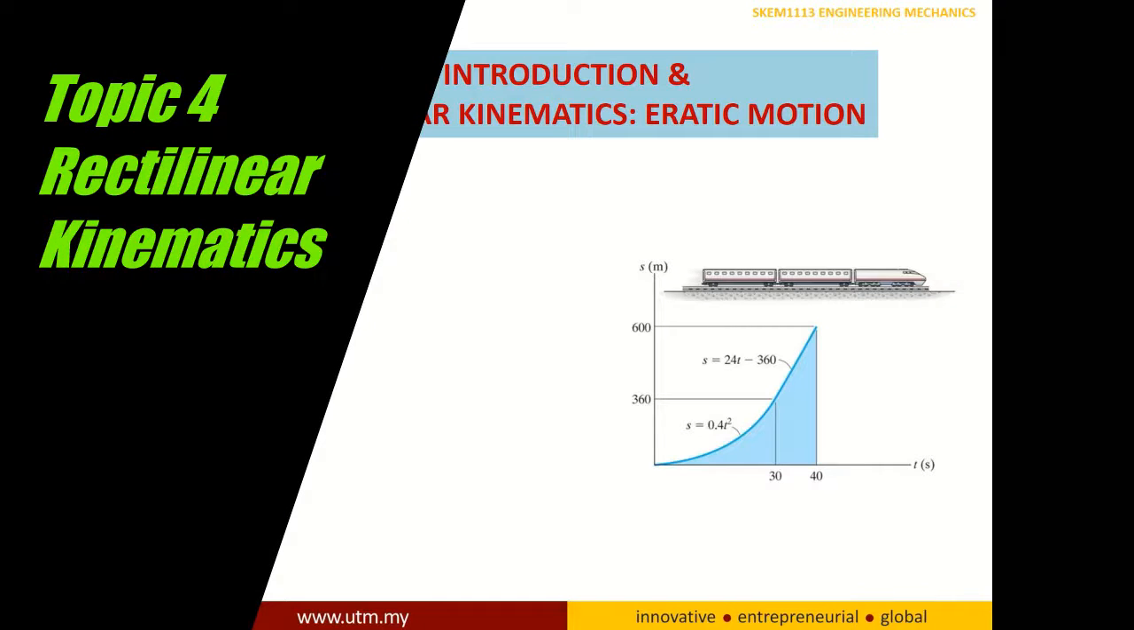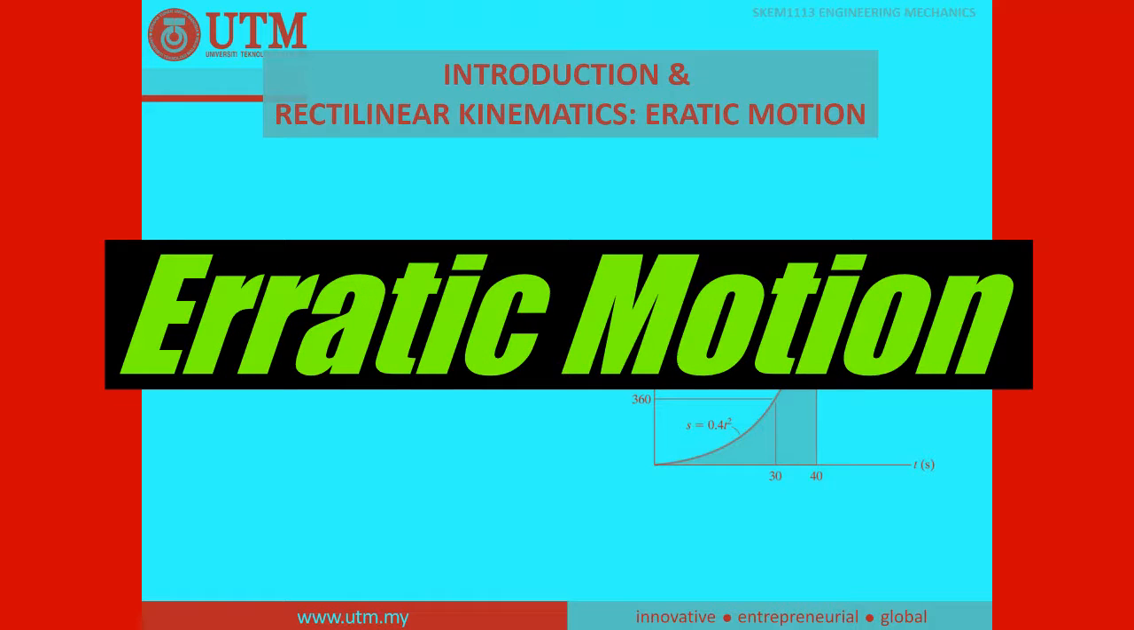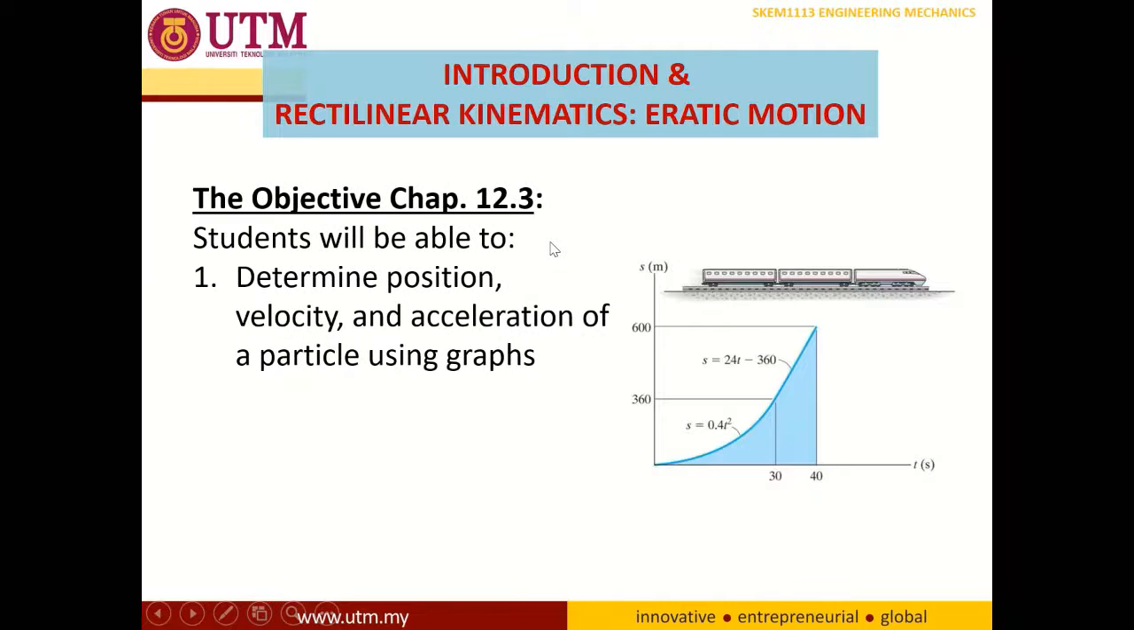In this video, we continue on topic 4, which is rectilinear kinematics in erratic motions, which is in chapter 12.3. This is the objective of this subchapter, which is to determine the positions, velocity, and accelerations, which are the kinematics quantities, using graphs.